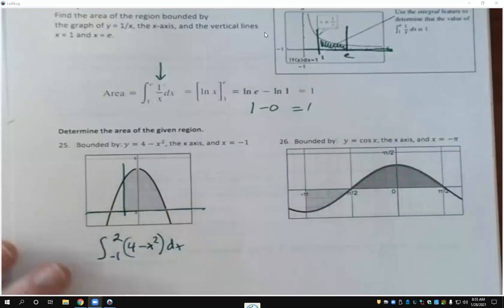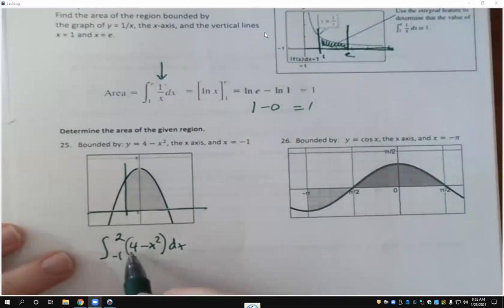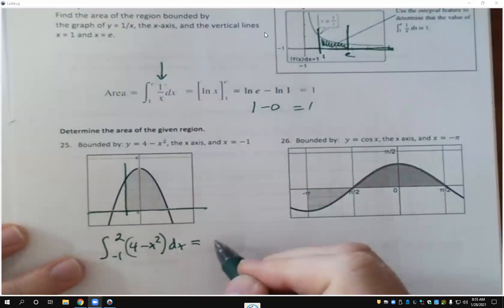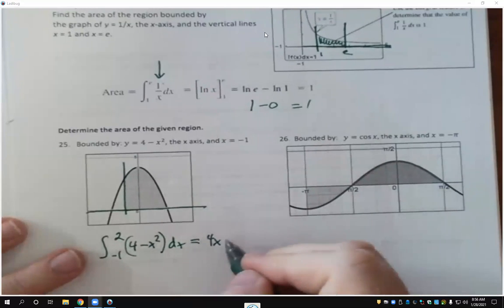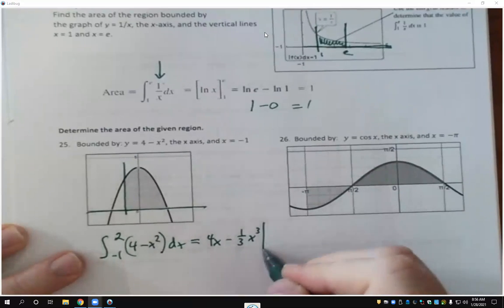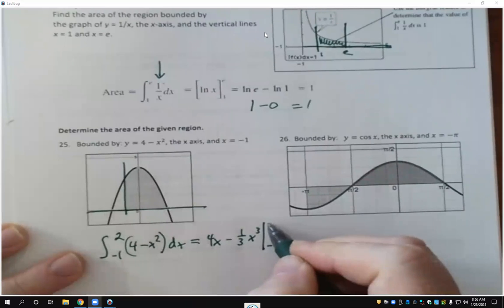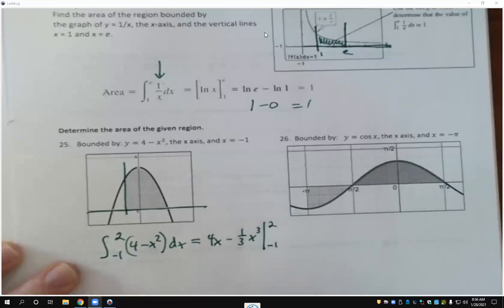All right, now we've written this. Now it's like all the examples we've been doing. The antiderivative of 4 is 4x. The antiderivative of x squared is x cubed over 3, however you choose to write it, from negative 1 to 2. Okay, I'm not going to do all this algebra. At this point, you guys can plug this in. I'm just going to tell you that the final answer is 9.